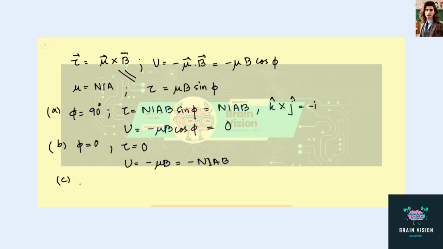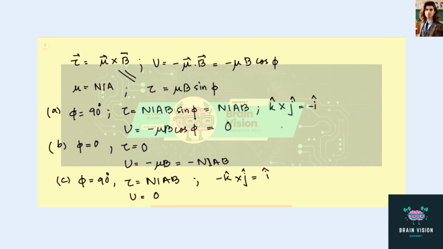For part C, phi is 90 degrees, so tau is going to be the same as here, except here the direction will be negative k cap times j cap, because here the direction of mu is along the positive z axis, here this is along the negative z axis, and this is equal to i cap, or positive x direction. And potential energy is going to be 0 because cos phi is 0.